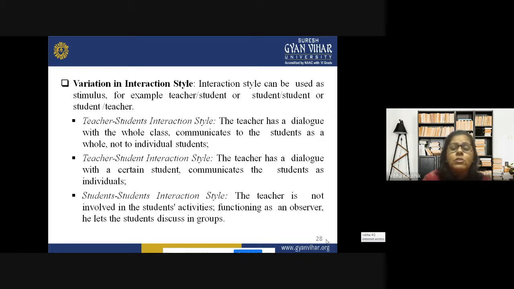Student-student interaction style: the teacher is not involved in the student activities, functioning as an observer. He lets the students discuss in a group. The role of the teacher is just to guide and facilitate.